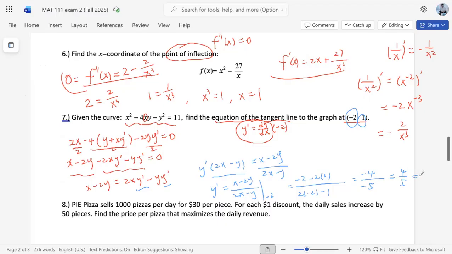So that's the slope of the tangent, right? And with this given point, I can use the point-slope formula. y minus 1 equals the slope times x minus -2, which becomes x plus 2. And that's it.